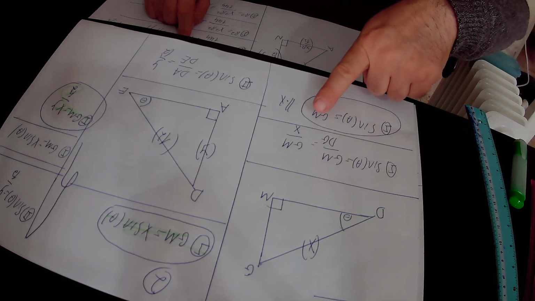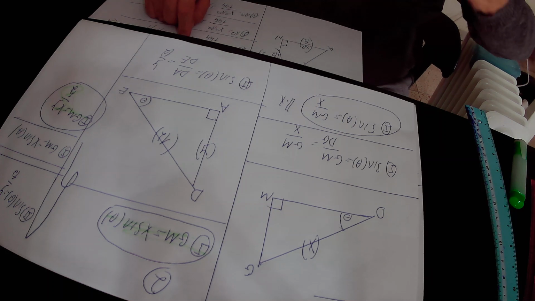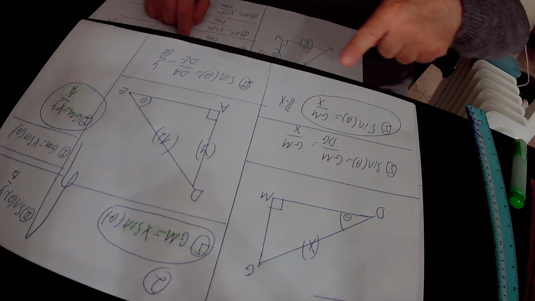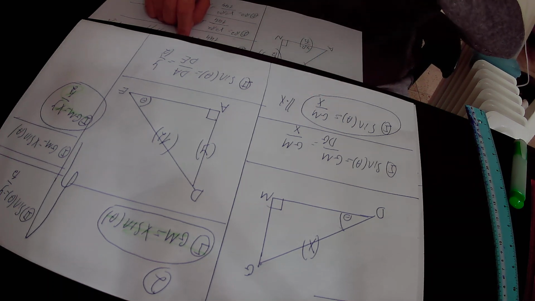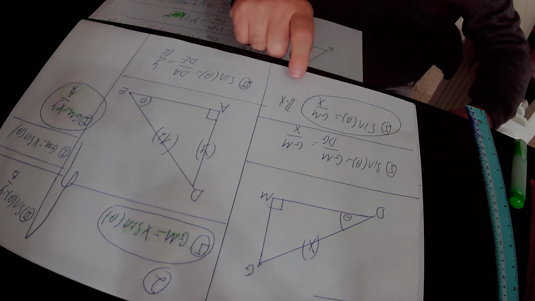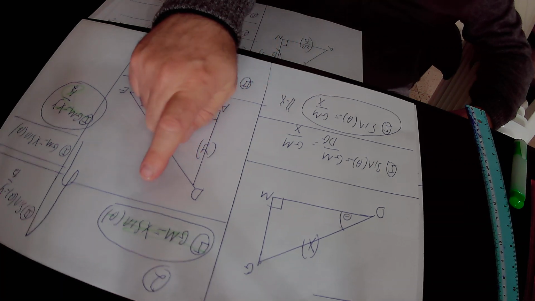DG is x, so we substitute DG by x. So in total, we found out that according to equation 1, sine theta equals GM over x. So we multiply this equation 1 by x, and finally found out that according to equation 1, GM equals x times sine theta.